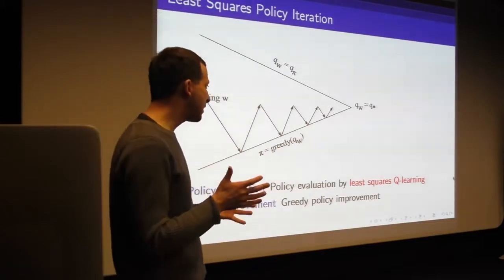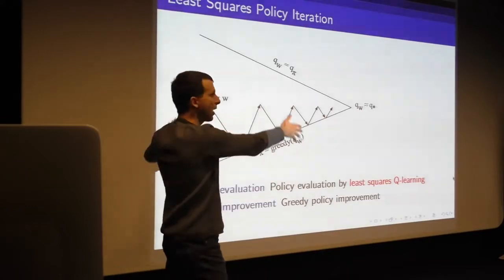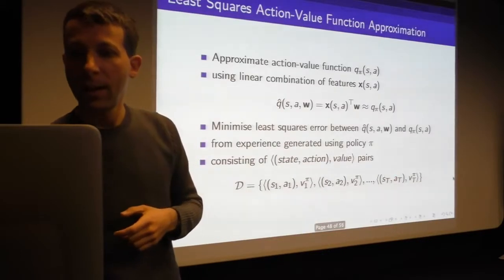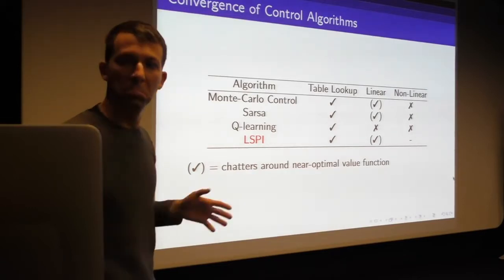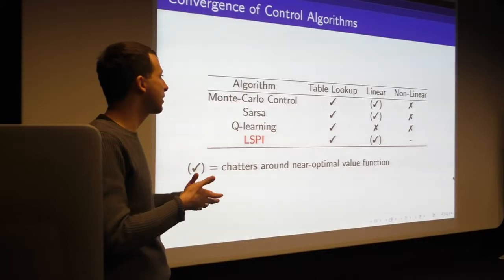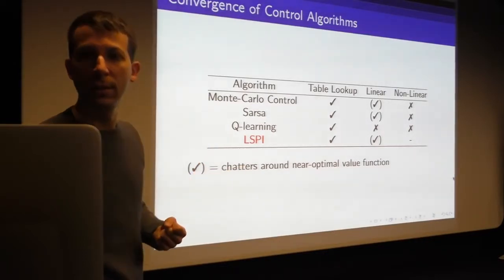So there's a few more details in the slides which roughly outline a little more detail on this algorithm. It's called least squares policy iteration. And they show that you still have some issues. When you move to control, this still can chatter. So it's not like this solves all the convergence issues.